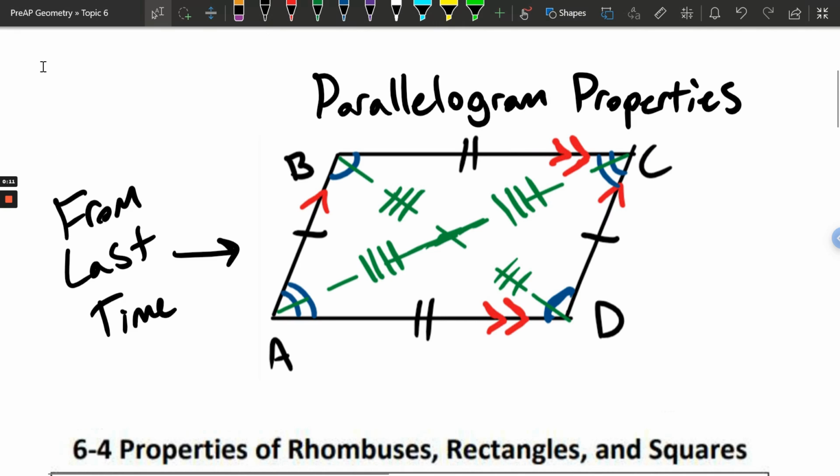Okay, so today's lesson is kind of an extension from last time. Today's lesson is about three special quadrilaterals, and more specifically, three very special parallelograms.